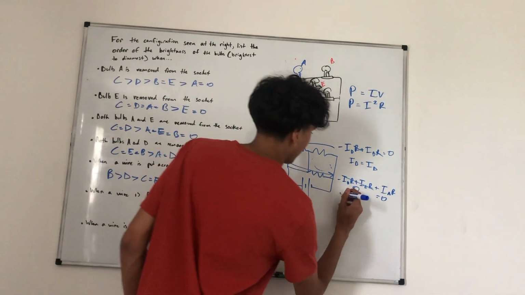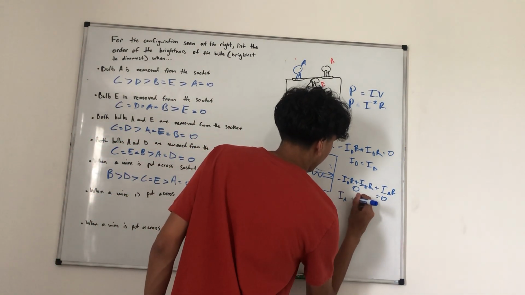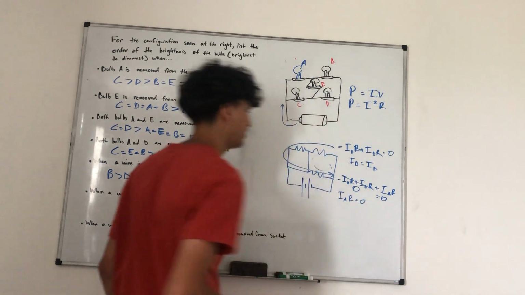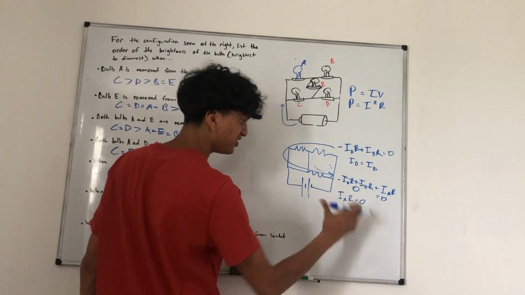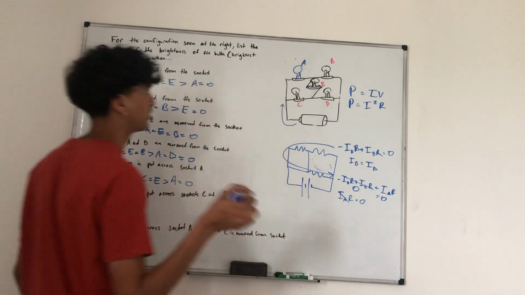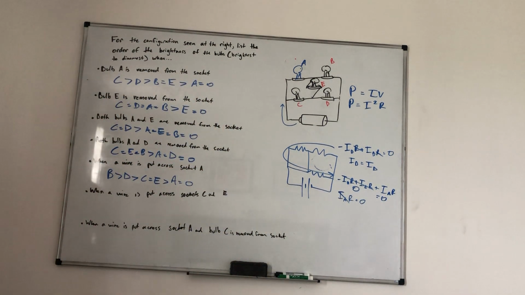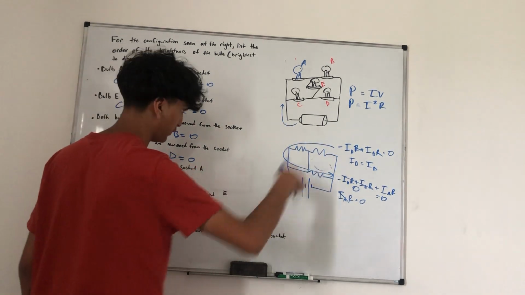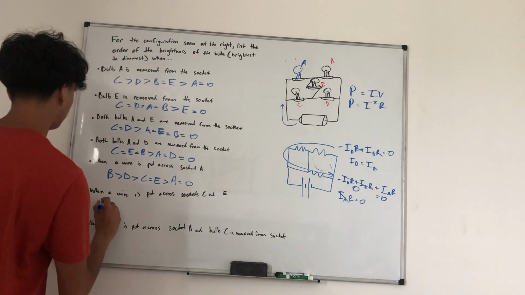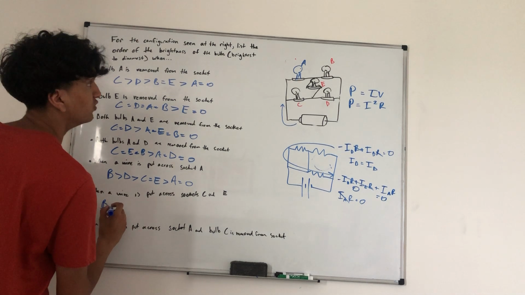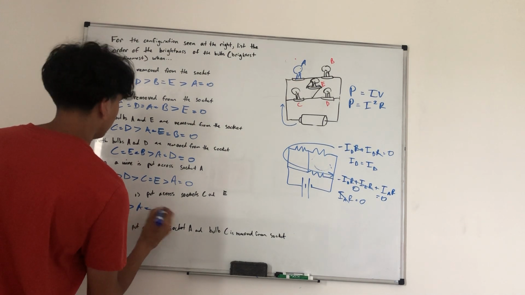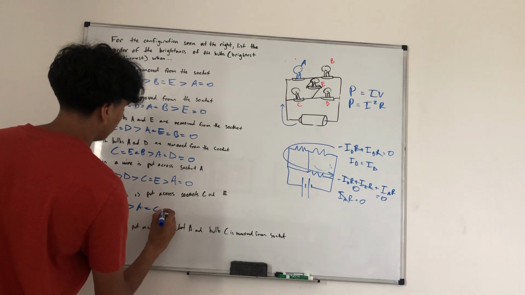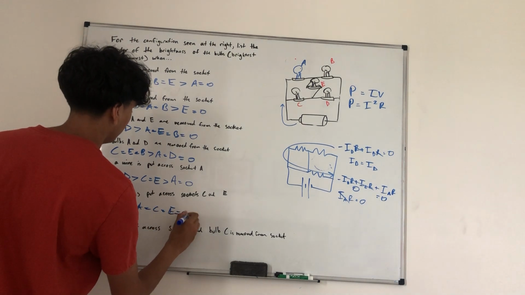That just means IA times R is equal to 0, right? The only way this can be true is if there's no current going through A. So you get a short circuit situation here. No current's going through A, and these two are going to be equal. So you really get B is equal to D, which is greater than everything else. A is equal to C, which is equal to E, which is all going to equal 0.